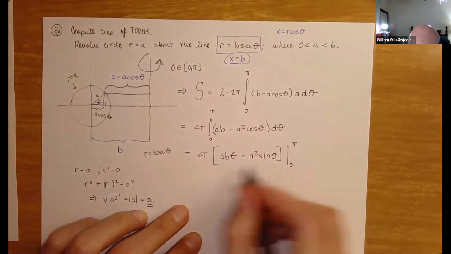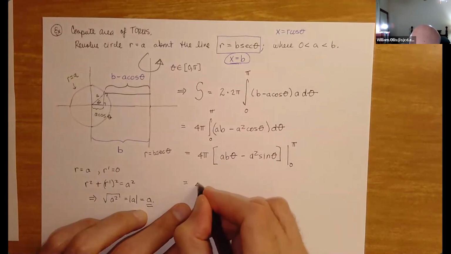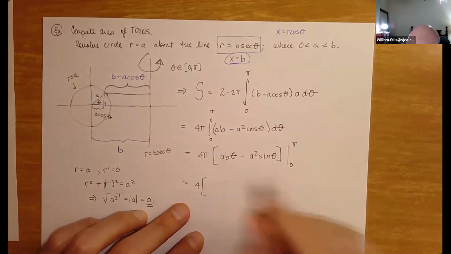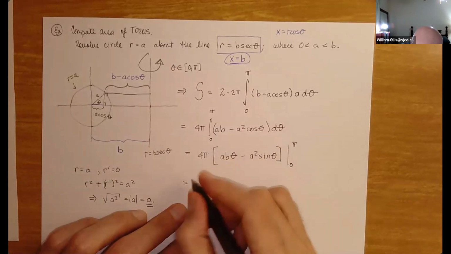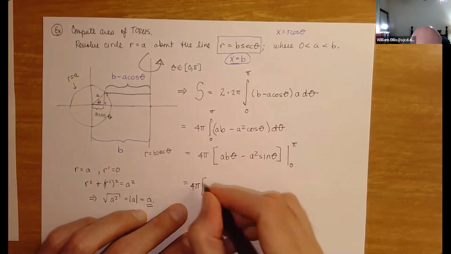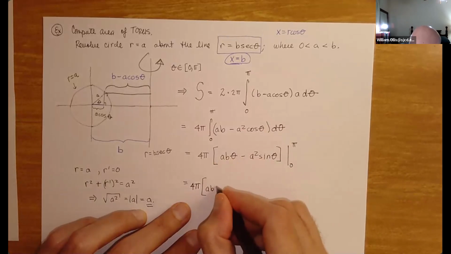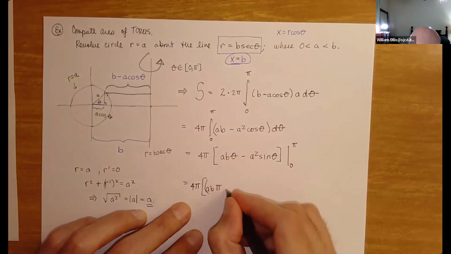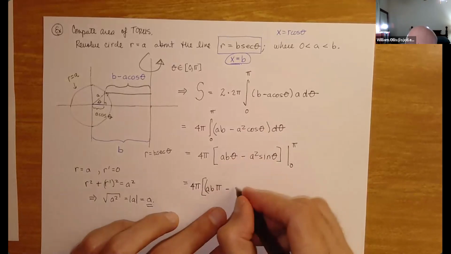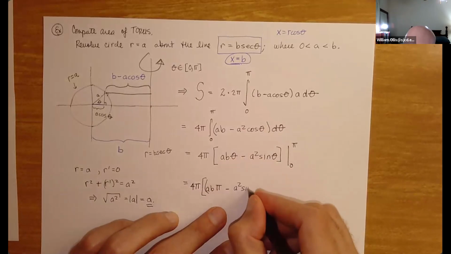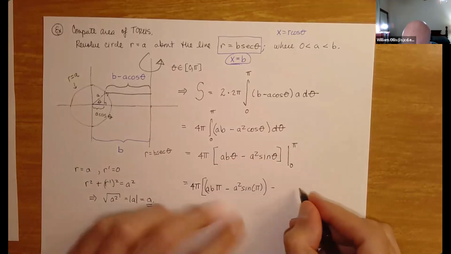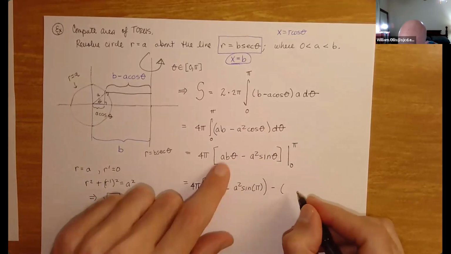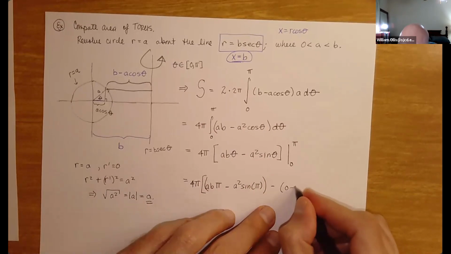And so now when we substitute, we get 4 pi times ab pi minus a squared sine of pi. That's clearly 0. And if we put in 0, both of them are 0. That's 0 minus 0.